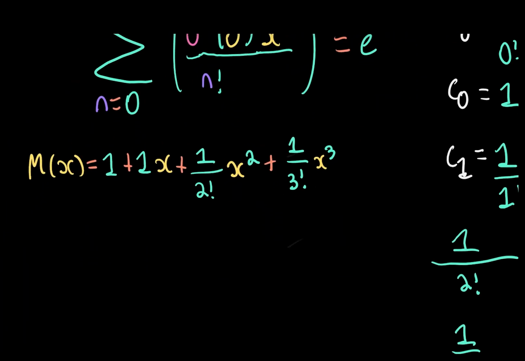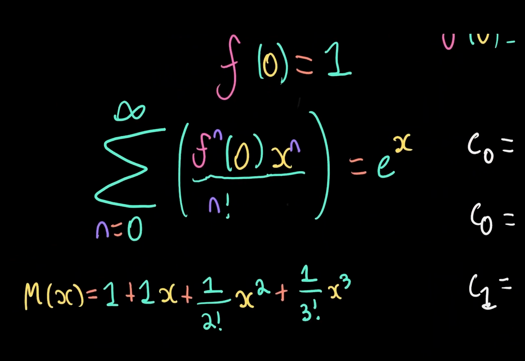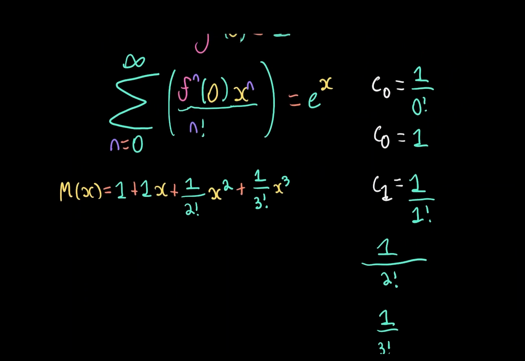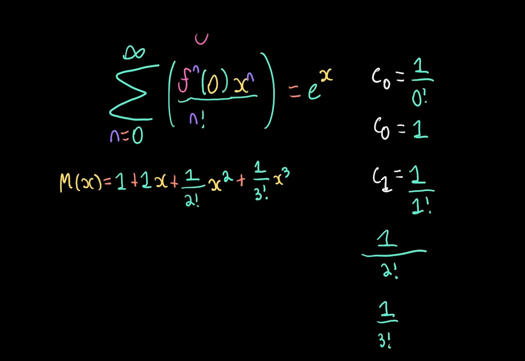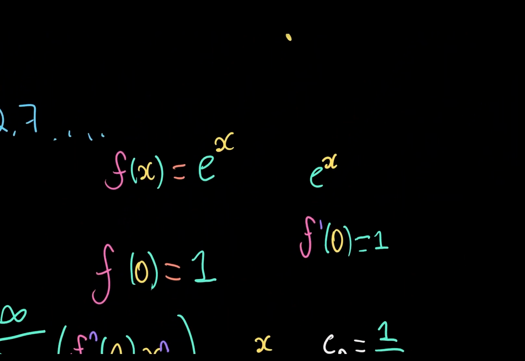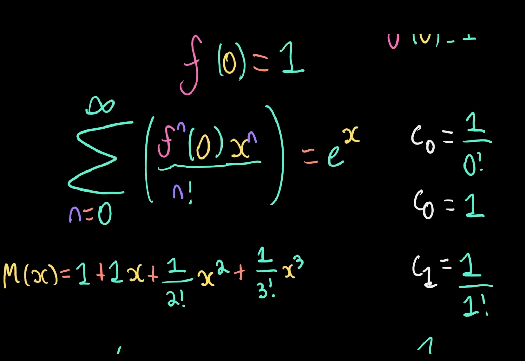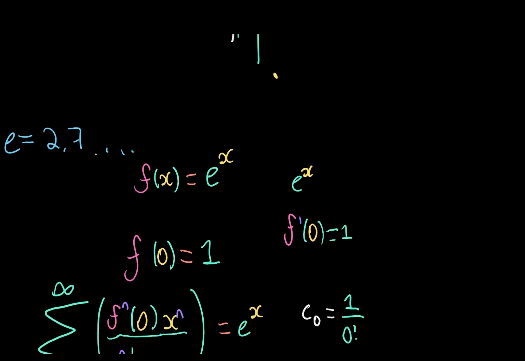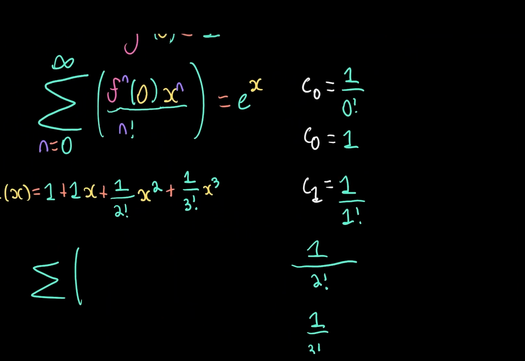So we notice that our derivative here is always going to be equal to 1. So let's just replace our derivative here, f to the n at 0. Since f to the n evaluated at 0 will always be equal to 1, right? Derivative of e to the x is e to the x, and when you evaluate at 0, it's equal to 1. So we can just substitute that. So it just becomes 1 times x to the n, which is x to the n over n factorial.